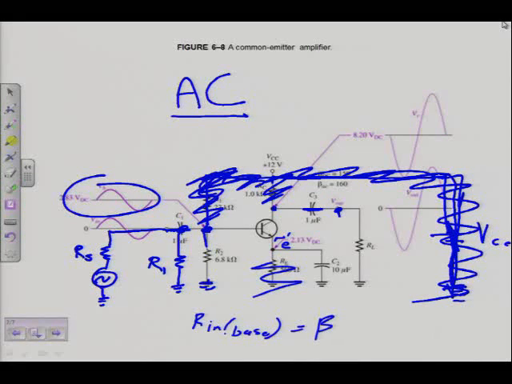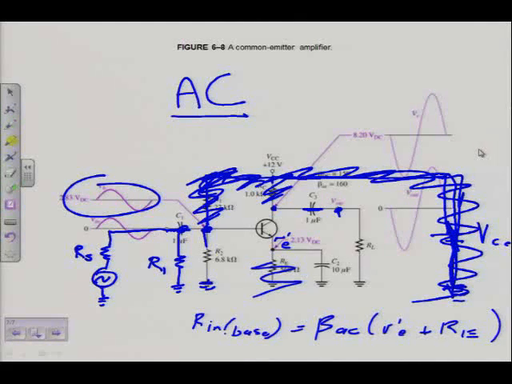R in at the base is equal to beta AC. If you don't have AC, of course, you use DC, times R accent E plus RE. That's what it always looks like. But we also use a rule of thumb, and I will point it out to you later again.